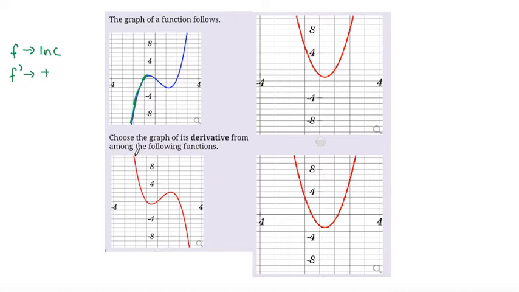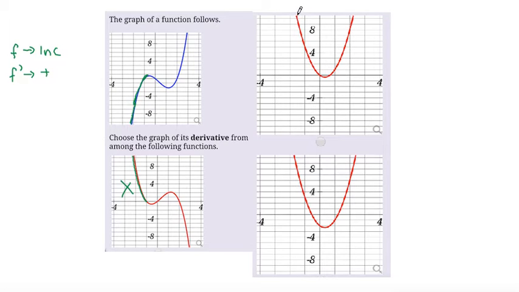So if we look at this first function, we know that the first function is positive all the way until we get to exactly -1, and then it goes negative. But the original increases until it gets between -1 and 0. So this one should not be the correct answer.